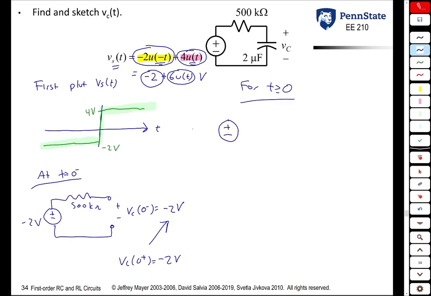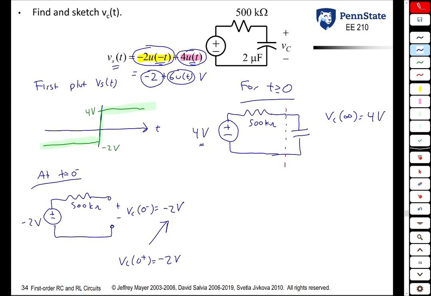For t greater than or equal to 0, the circuit changes. We still have a voltage source, but now it's 4 volts. You still have this 500 kilo ohm resistor, and then you have a capacitor. Notice in this case, there's no need to Thevenize the circuit as seen by the capacitor. It's already the Thevenin equivalent. So we can directly see what VC of infinity has to be. VC of infinity eventually is going to be 4 volts.